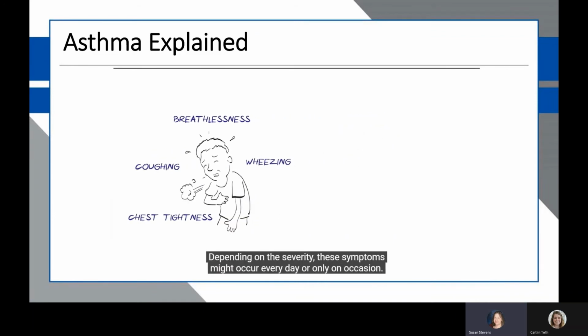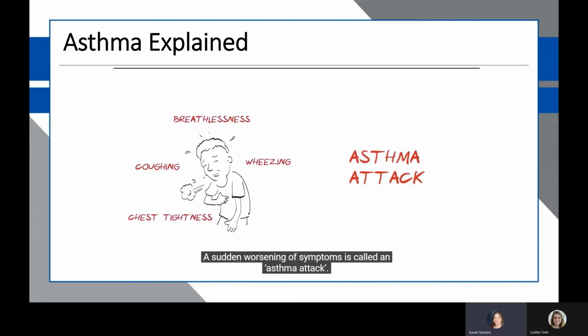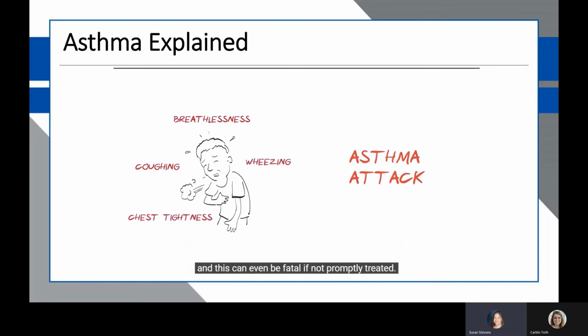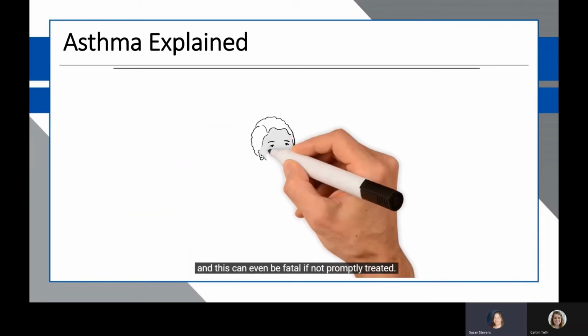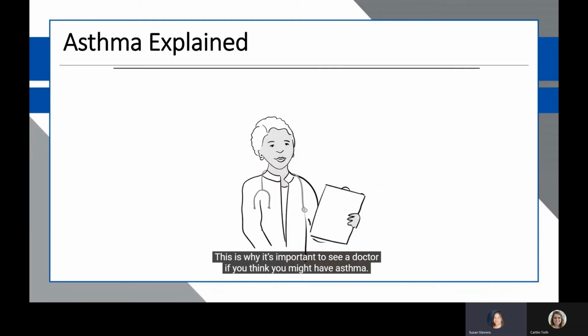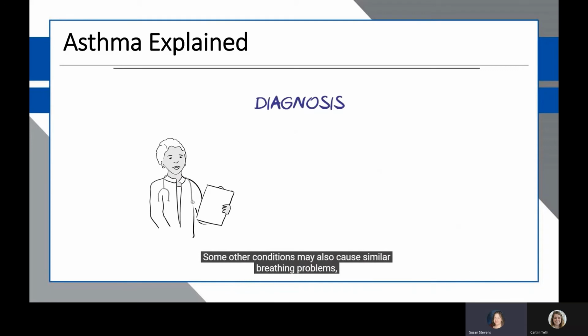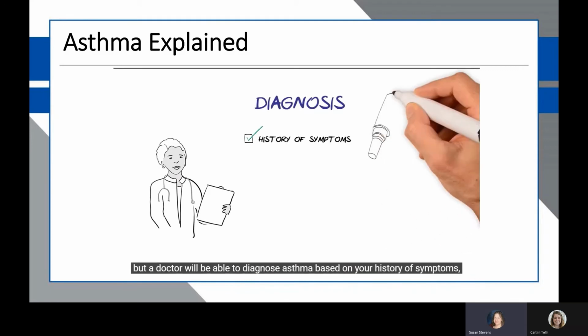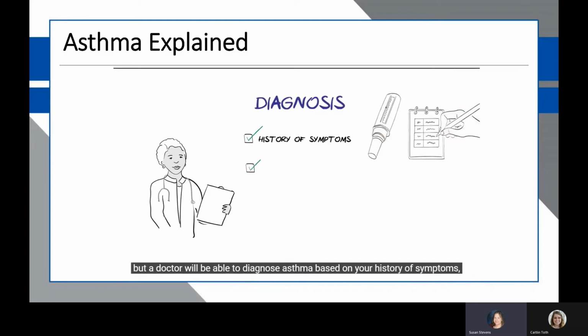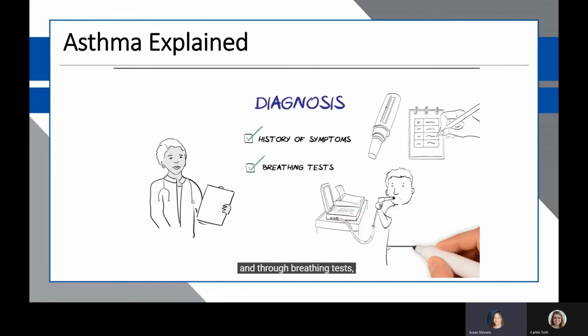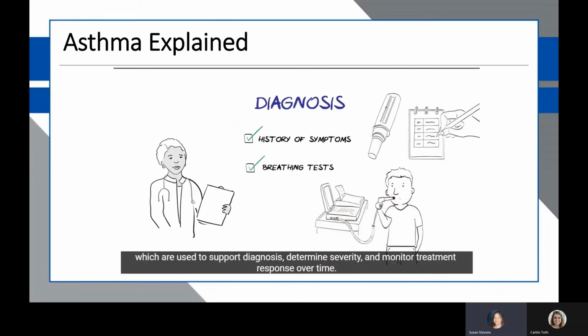Depending on the severity, these symptoms might occur every day or only on occasion. A sudden worsening of symptoms is called an asthma attack, and this can even be fatal if not promptly treated. This is why it's important to see a doctor if you think you might have asthma. Some other conditions may also cause similar breathing problems, but a doctor will be able to diagnose asthma based on your history of symptoms and through breathing tests, which are used to support diagnosis, determine severity, and monitor treatment response over time.